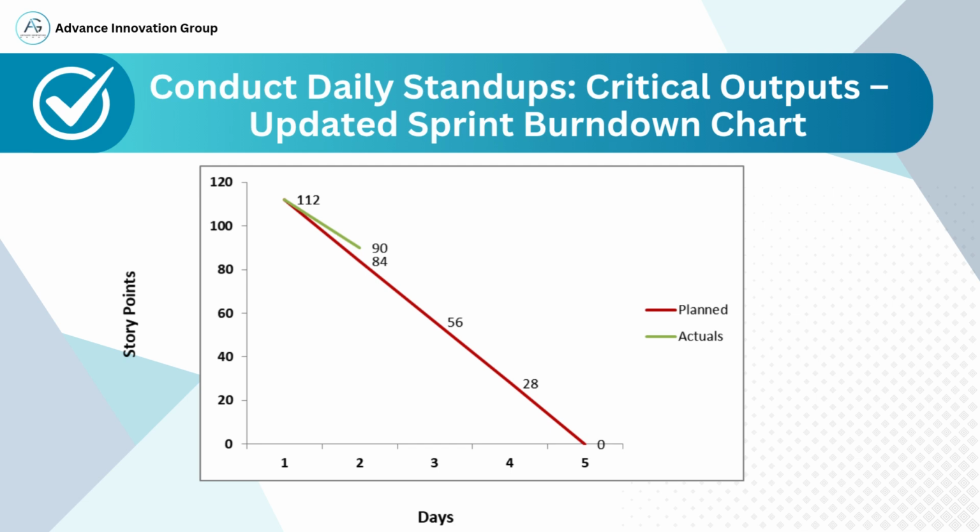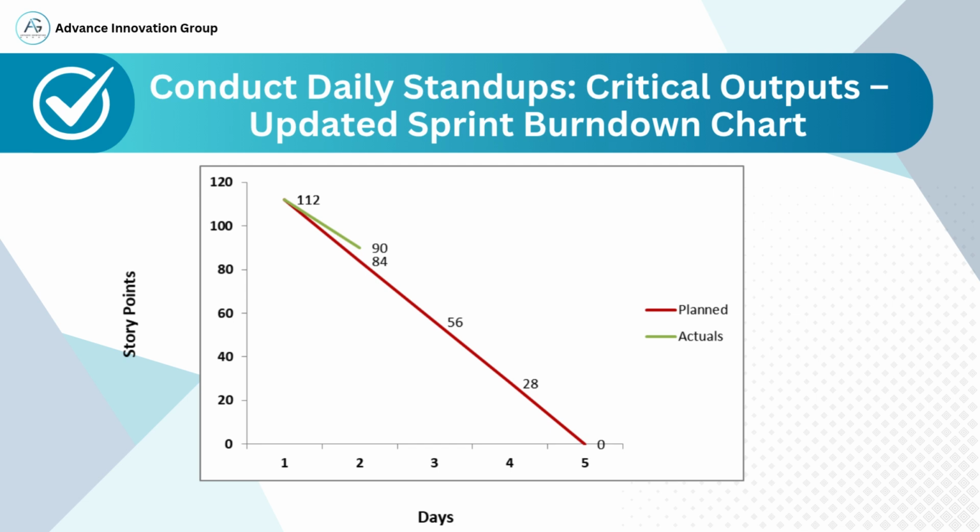We started with 112 story points at the beginning of the sprint and expected to reduce the work gradually over 5 days to reach 0. The green line represents the actual progress of the team. On day 1, we had 112 story points. By day 2, we brought it down to 90. Day 3 shows 84 points remaining. Day 4 shows significant progress at 56 points remaining. By day 5, we are at 28 points, approaching the sprint goal.